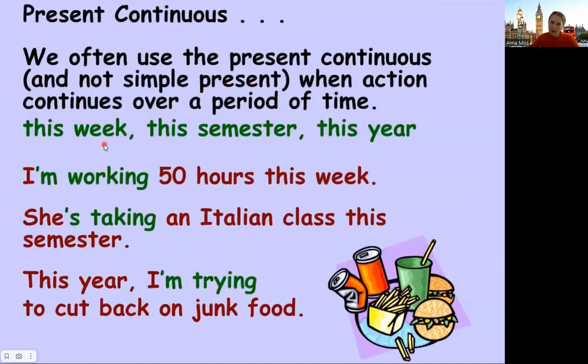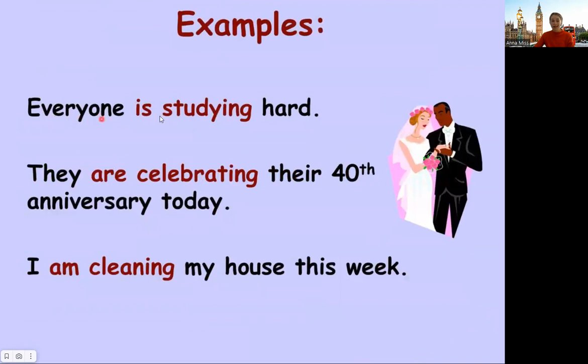We often use present continuous and not present simple when an action continues over a period of time, like this week, this semester, this term, this year. I'm working 50 hours this week. She's stuck in an Italian class this semester. This year, I'm trying to cut back on junk food. So it's not talking about right now, but it's about an action that continues for a long period. For example, everyone is studying hard, or they are celebrating their 4th anniversary today, or I'm cleaning my house this week.